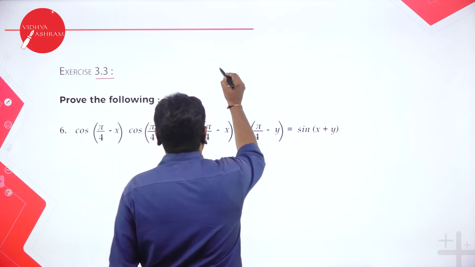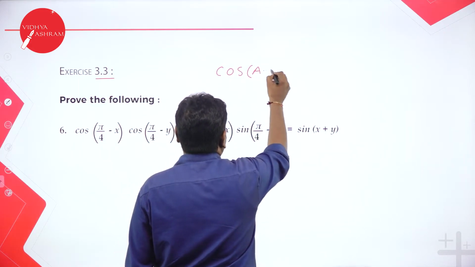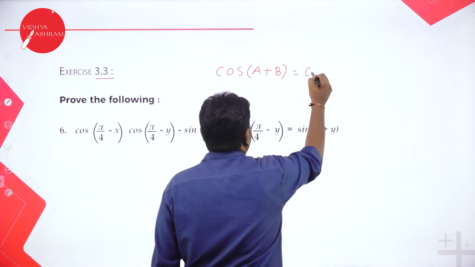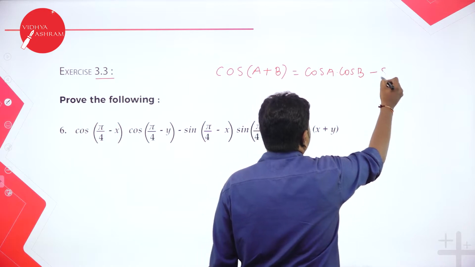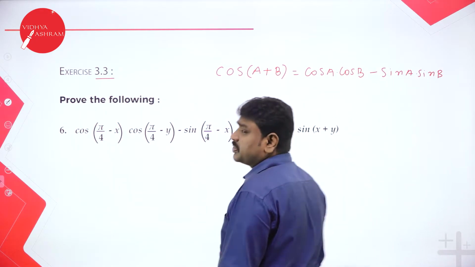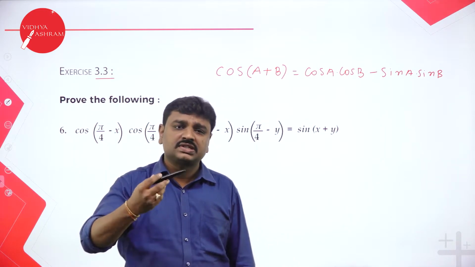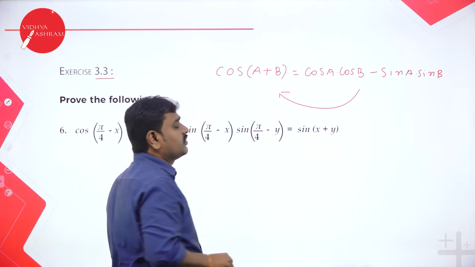All of you know cos of A plus B. What is cos of A plus B? Cos of A plus B is cos A cos B minus sin A sin B. So cos of A plus B can be written as cos A cos B minus sin A sin B. Similarly, cos A cos B minus sin A sin B can be written as cos of A plus B.